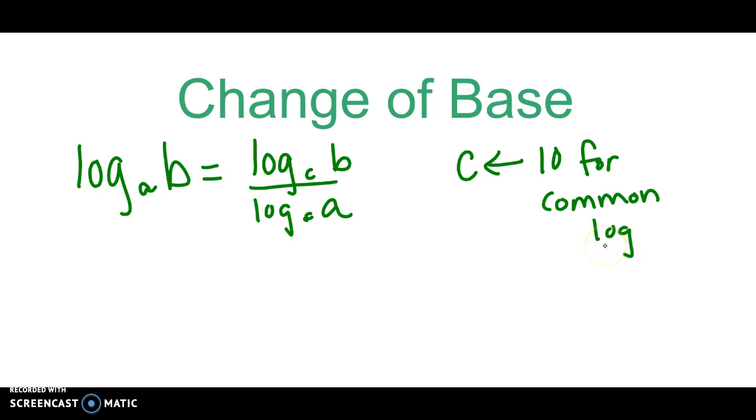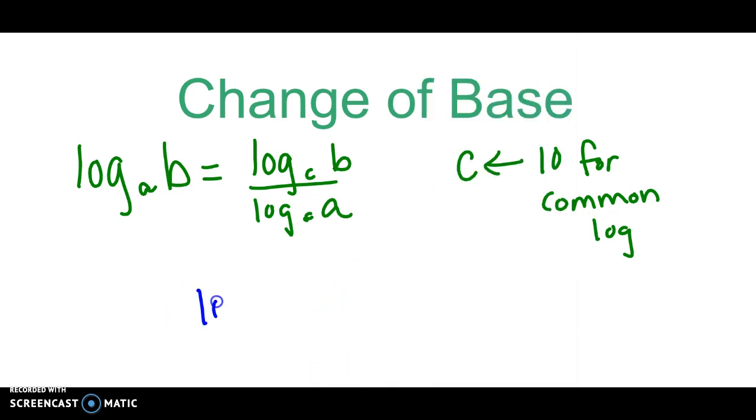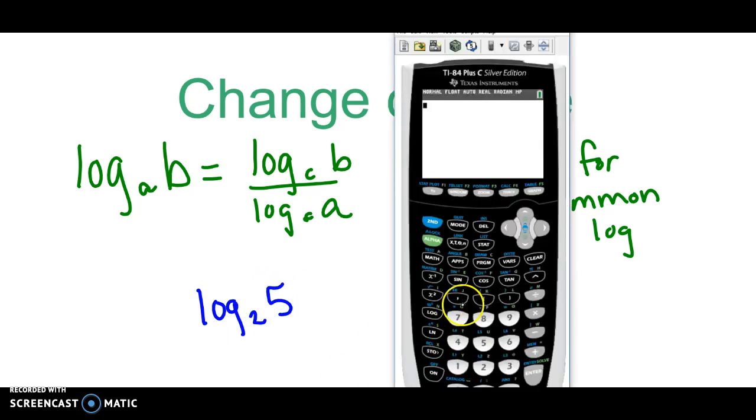So for example, let's actually take a look at our calculator. Let's say I want to know what's the value of log base 2 of 5. Now, I'm looking at my calculator, and I don't necessarily see a log base button. We'll show you in a second how you can do that. But I can use the common log. So instead of c, it's going to be 10: log of 5 divided by log of 2. That would be my value.